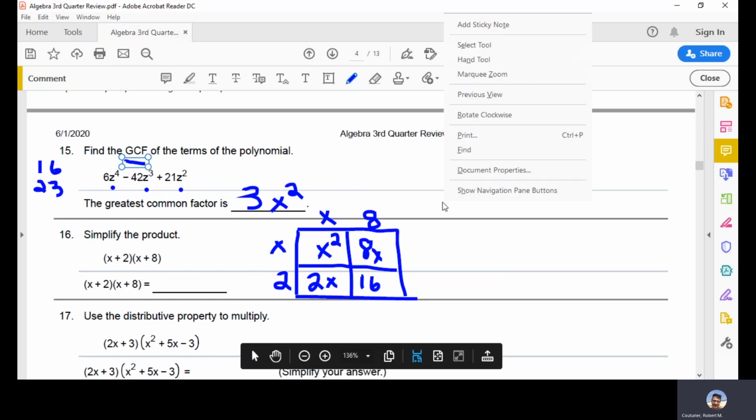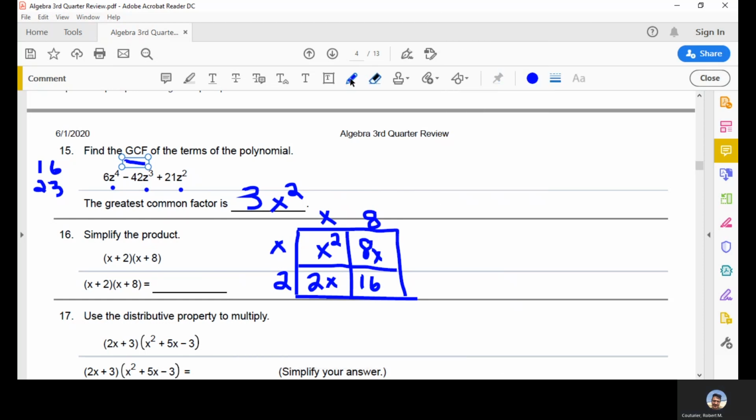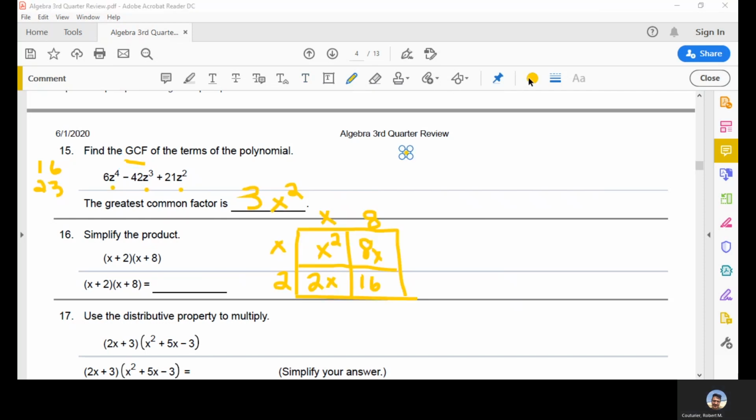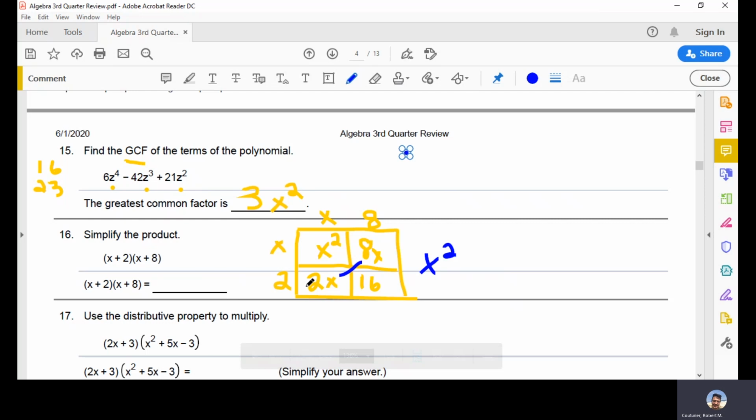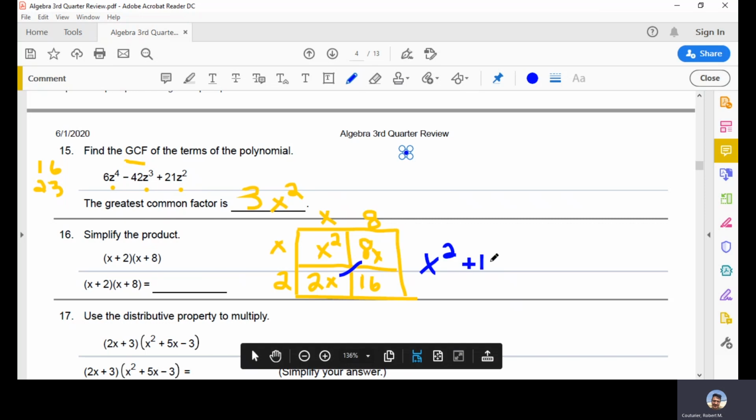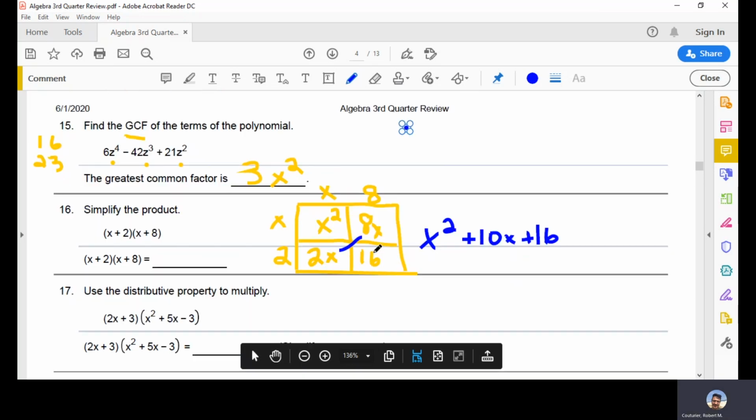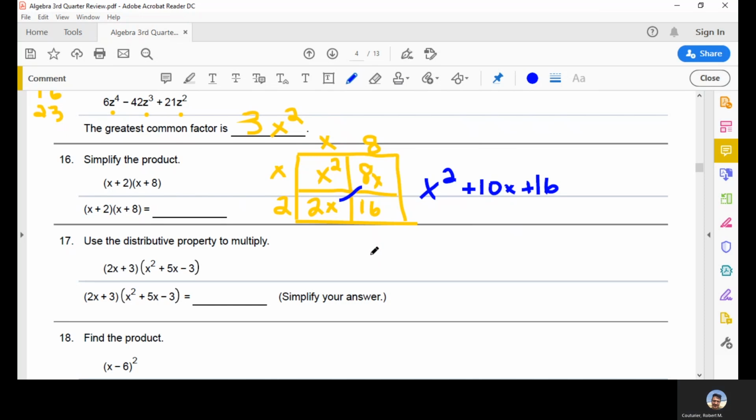If we have done this right, you should notice that these here line up. That's where we combine our like terms. Okay, so now you have an x squared. And you have 8 plus 2 is plus 10x. And then the last piece comes out, plus 16. Perfect. There is our quadratic.